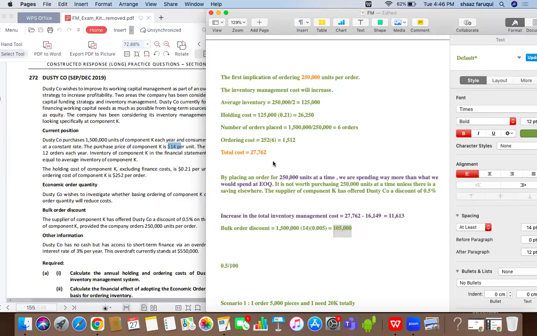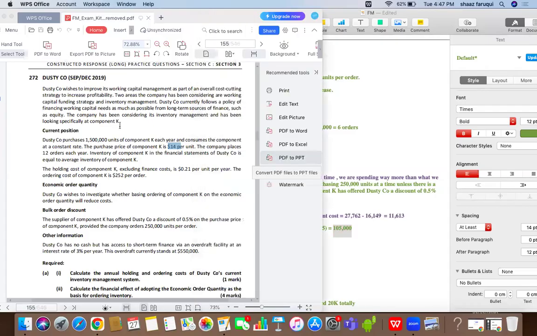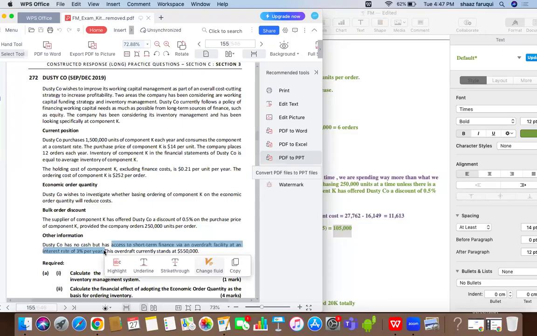So there is a saving, but in addition to that, what is happening? Has no cash but has access to short-term finance, meaning that in order to buy this 250,000, you need what? You will have an overdraft. This overdraft currently stands at $550,000. In this case, what happens?